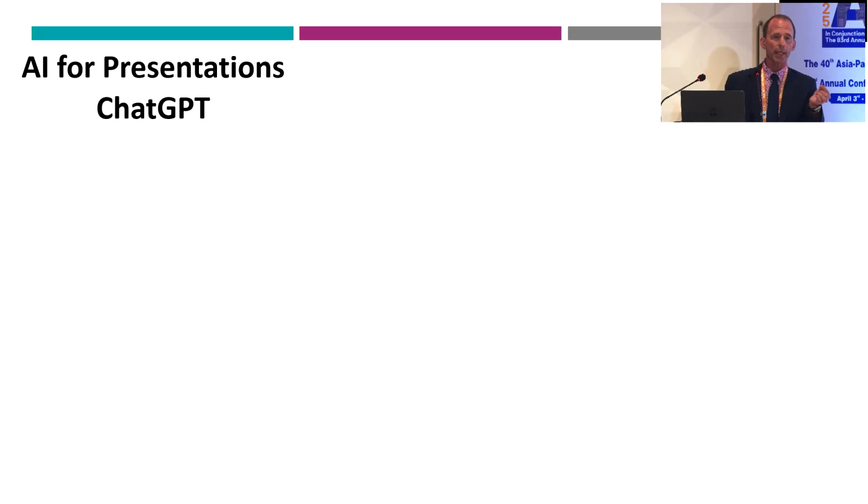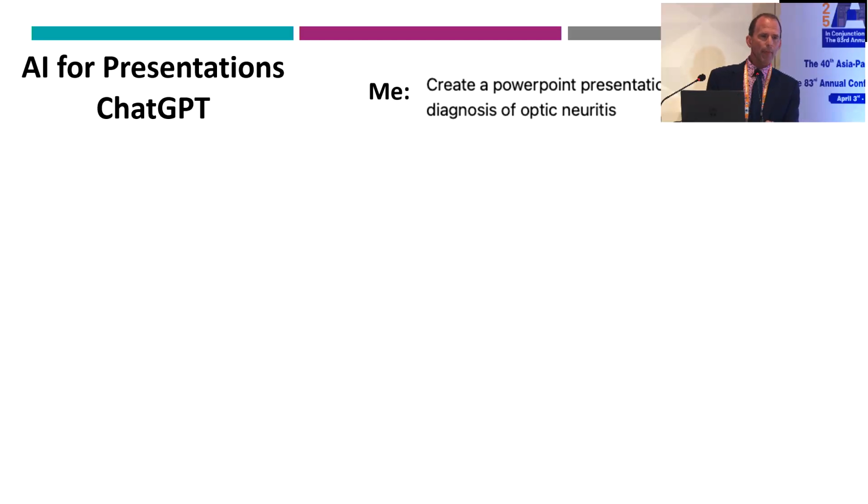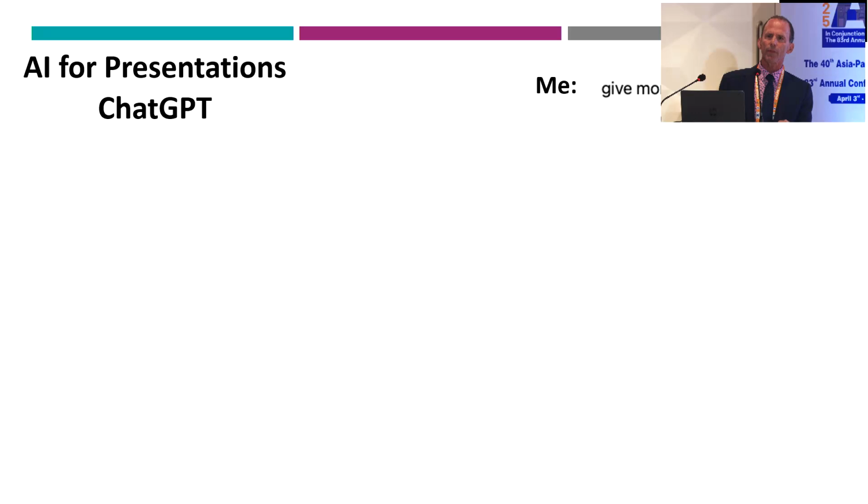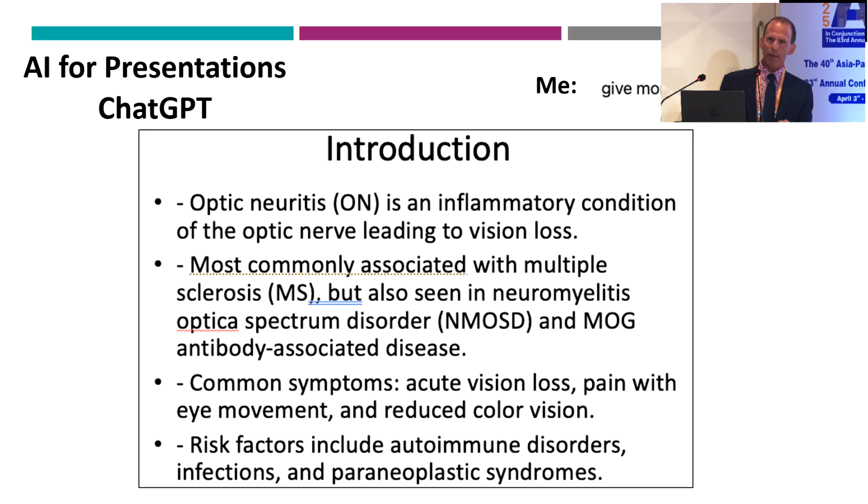It'll simulate those cases way faster than you can simulate them. What about for presentations? And Gabby may be talking a bit about this. I only have a couple slides, but you can use it for presentations. Create a PowerPoint presentation on recent updates in the diagnosis of optic neuritis. This is just the first slide, but it gave me about 10 slides about recent updates, here's the introduction. And I said, okay, well, that's kind of vague. Give more detail for each of the slides. And here's what it gave me for the introduction. Now, that doesn't mean I'm going to use this exact slide, but it gets me started.